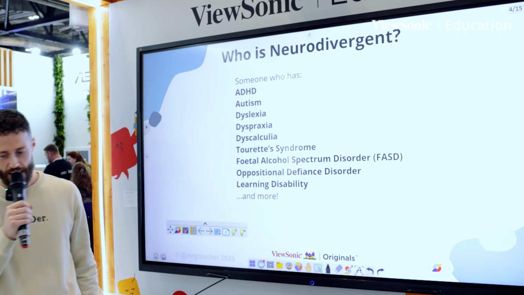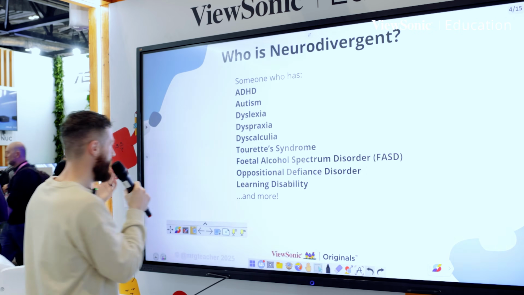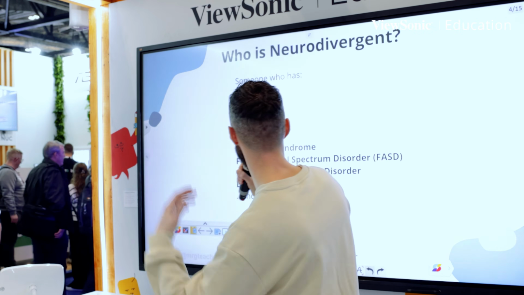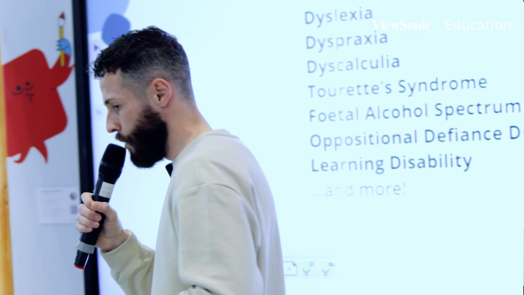There we go. Just as I've referred to it just before. So who is neurodivergent? We've got ADHD, autism, dyslexia, dyspraxia, and obviously the list goes on and on. And if you're involved in education, you'll know that in your classroom, this is rising as well. So how do we best support the needs of those children?